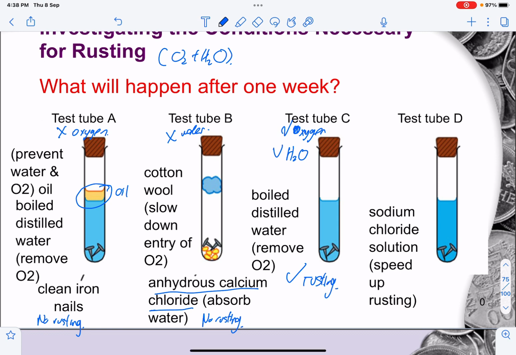So even though you boil the water, it doesn't matter because they are still around and mixed. Then of course, you have now salt. So you speed up rusting. So it's like rusting, but faster. Because you have an added agent which is sodium chloride. So you have oxygen, you have water, and now you have sodium chloride. So D will be the fastest, followed by C. In terms of speed of rusting, A and B, there will not be any rusting at all.